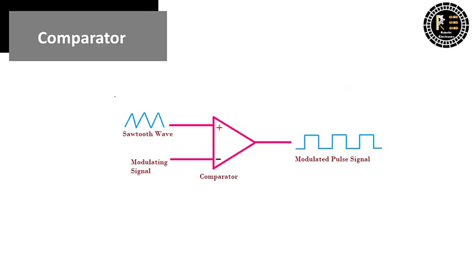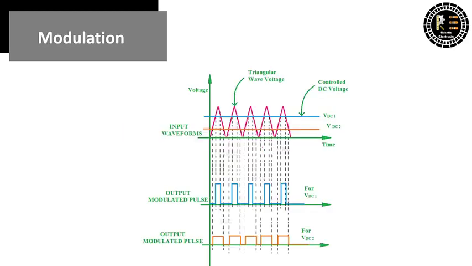How can we produce a modulated pulse signal? By considering a comparator circuit, to the positive side we give a sawtooth wave, and to the negative side we give a modulating signal. Based on the sawtooth and modulating signal, the modulated pulse signal can be produced at the output. Let us look briefly at how to produce this modulated pulse signal.